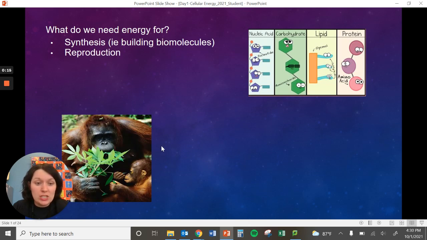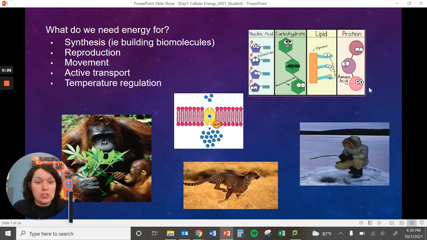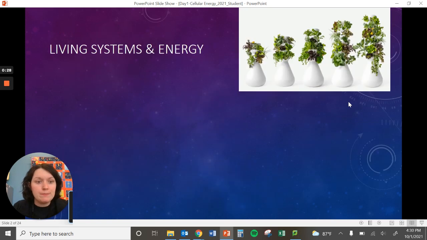We need it for reproduction of organisms and for reproduction of cells. We need it for movement. We need it for active transport. We need that energy to be able to move things across that cell membrane. And we need it for temperature regulation so that we're not too hot or too cold.